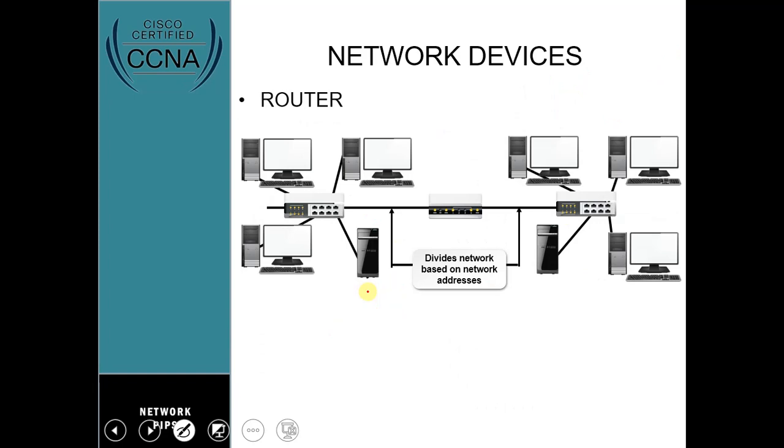A router has multiple collision domains, and it doesn't forward any broadcasts. It breaks the broadcast domain. It does not forward any broadcast message by default. So if you send any message that is a broadcast to a router, the router is going to drop that packet.